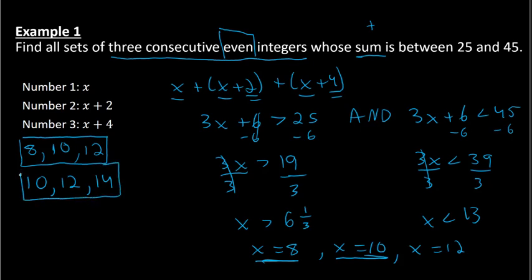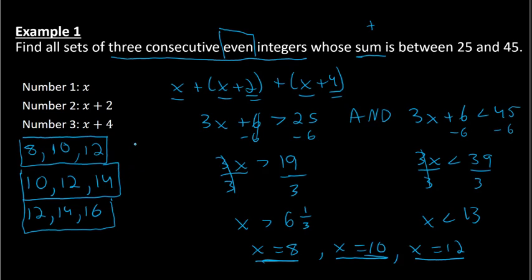So my second possibility is 10, 12, and 14. Then my third possibility is if the first number is 12. If the first number is 12, then number 2 is 12 plus 2, which is 14. And number 3 is 12 plus 4, which is 16. So my other possibility would be 12, 14, and 16.